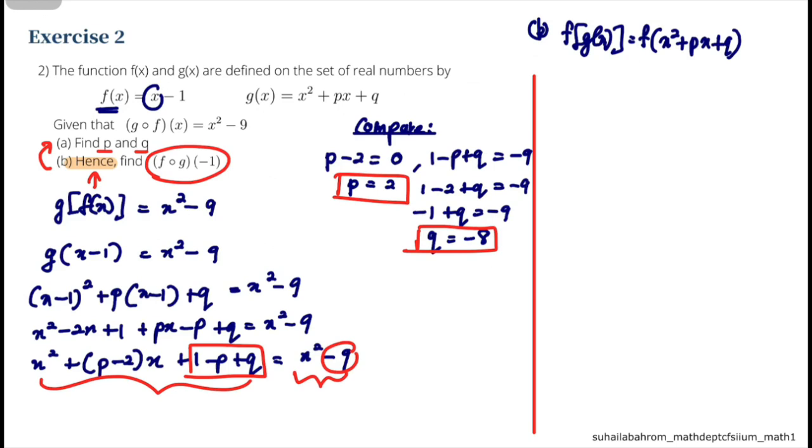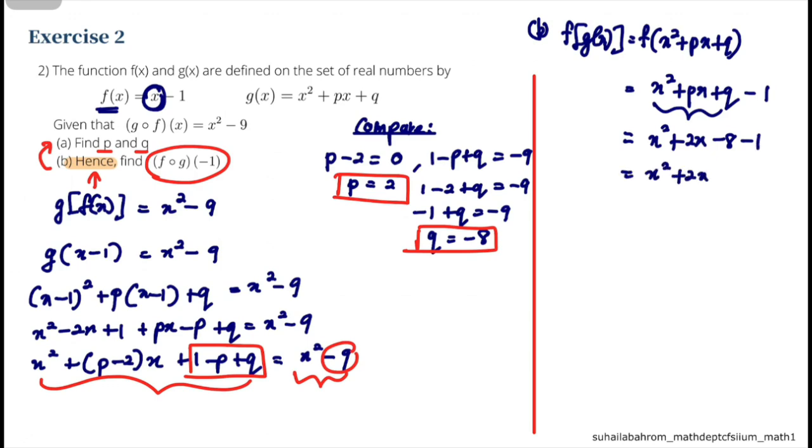So this is our x. The function of g is x squared plus px plus q, and then the function of f is x squared plus px plus q. So this is our x. So we substitute under the function f. X is x squared plus px plus q and then minus 1. So substitute p with the value 2 and q with the value of negative 8, then minus 1. So you will get x squared plus 2x minus 9.